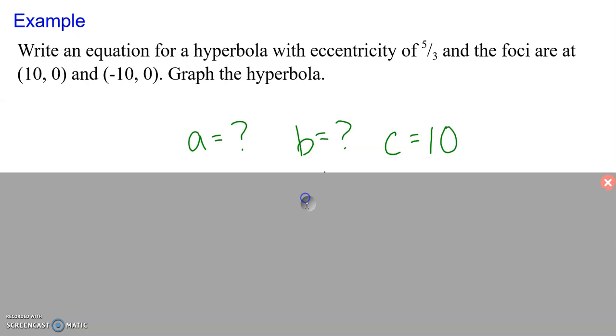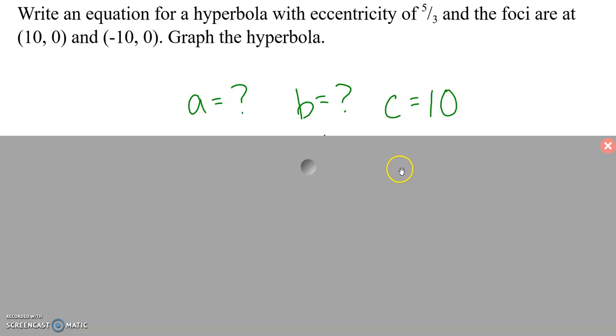So basically what you're going to want to do is start by asking: which of these three values, a, b, and c, do you know? Because the foci are at (10, 0) and (-10, 0), those points are 20 units apart. The center would be right in the middle of them at (0, 0), which means each focus would be 10 units away from the center. That means c is 10. And then I don't know the values of a and b.